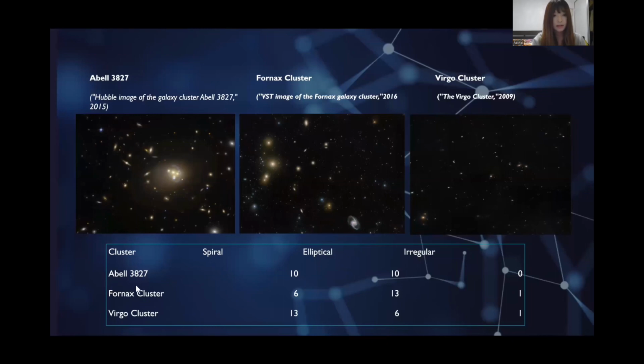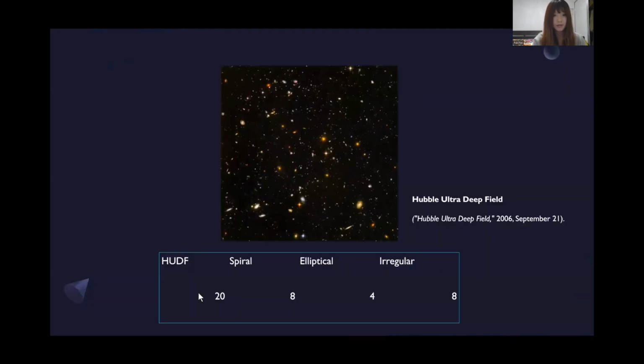For the first cluster, spirals 10, ellipticals 10, irregulars 0. For the next cluster, spirals 6, ellipticals 13, and irregulars 1. For the further cluster, spirals 13, ellipticals 6, and irregulars 1. For the HUDF, classifying 20 galaxies, spirals 8, ellipticals 4, and irregulars 8.